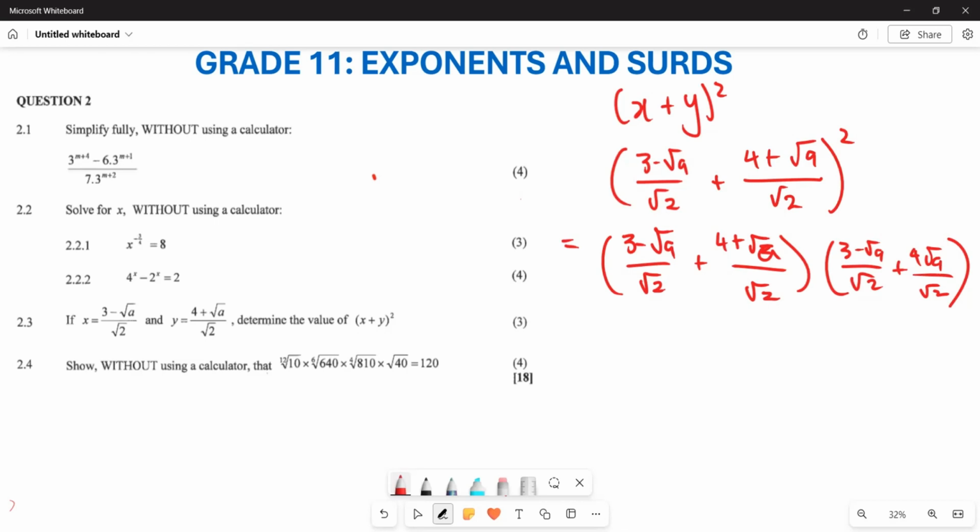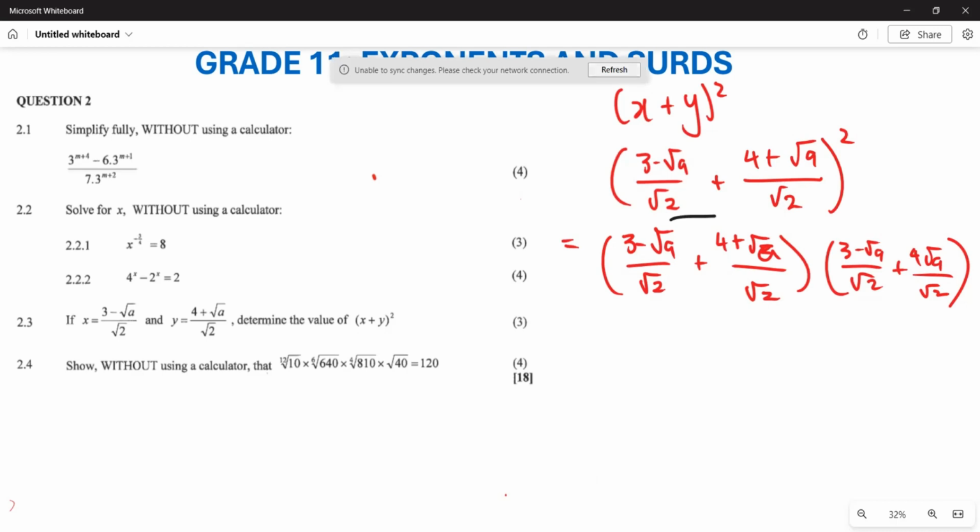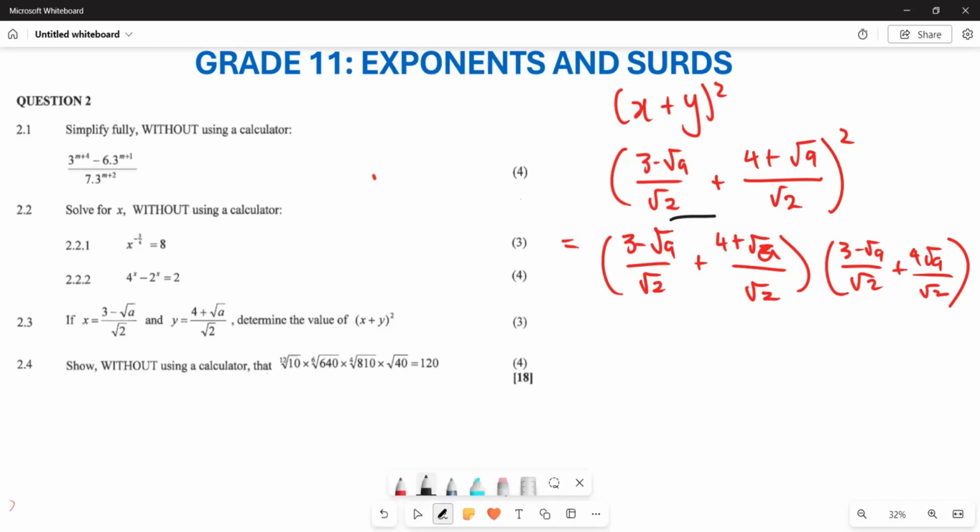Now, what is it that you're going to do? You're going to use your FOIL method. So which means you're going to firstly multiply the first one with the first one. If you are multiplying your first one with your first one, what is it that you're going to have? 3 subtract root a over root 2, multiplied by that. 3 multiplied by 3 is going to be 9. Now, subtract root a, and this is going to be plus. Now, let's see. When you say the next one, what is going to be the other answer?